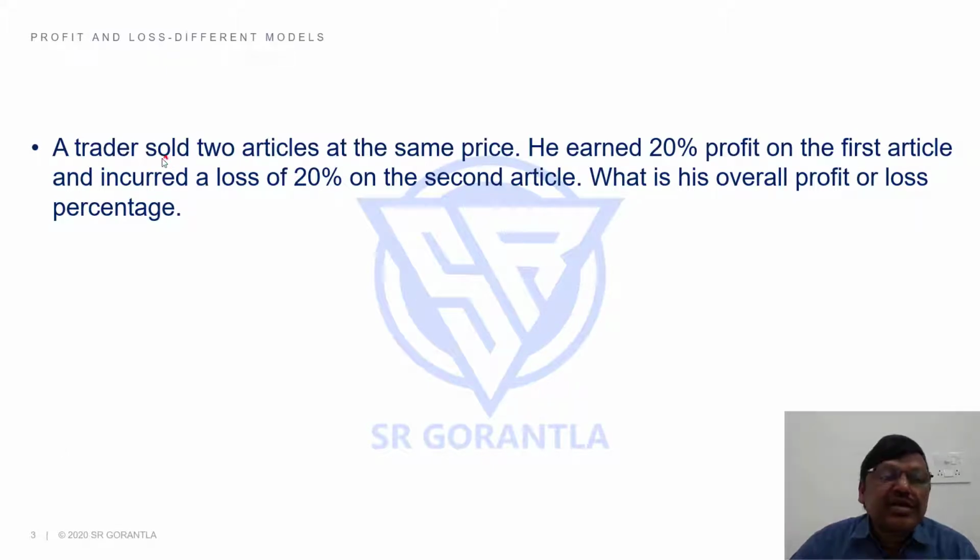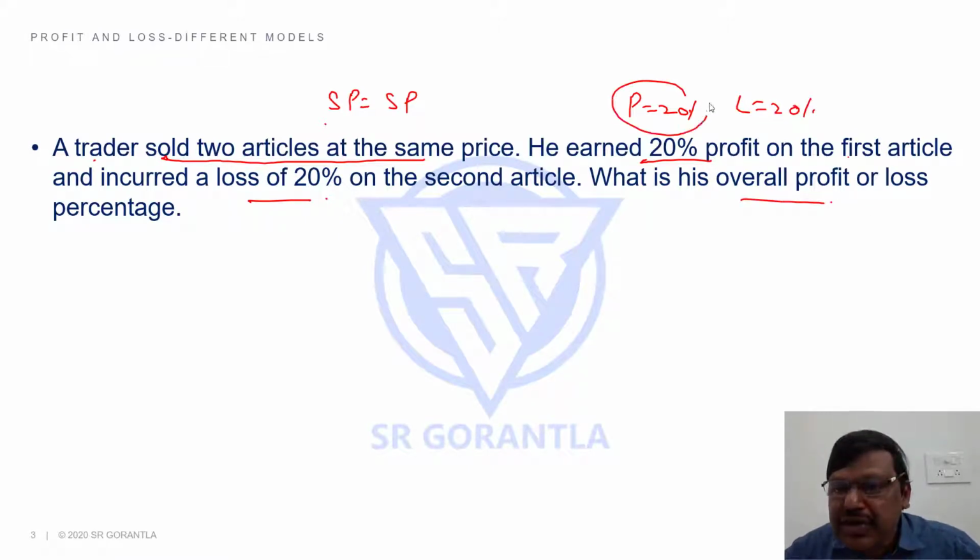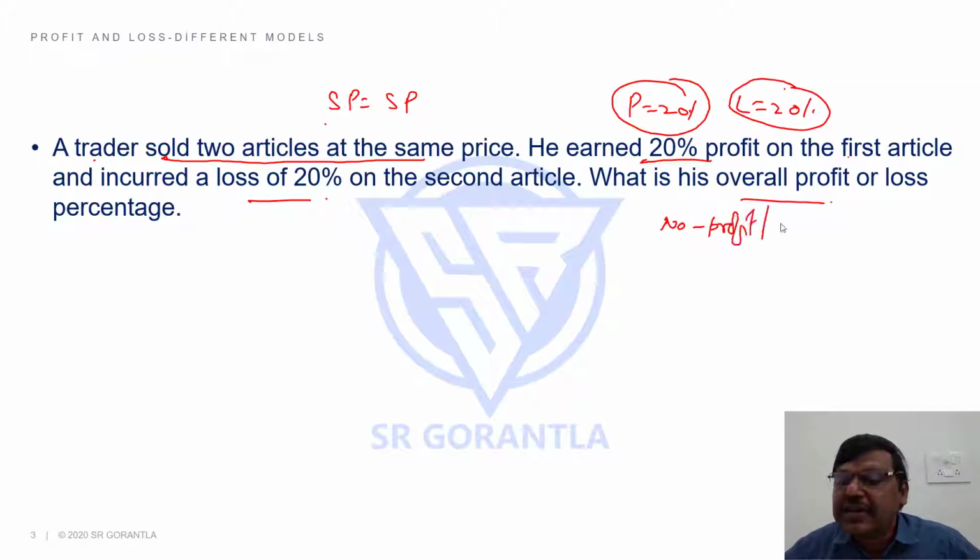Here, he sold two articles at the same price. Selling price of two articles is same. A trader sold two articles at the same price. He earned 20% on the first and incurred a loss of 20% on the second. What is his overall profit or loss? Since I earned 20% on one article, incurred loss of 20% on the second article, can I say these two are my position is no profit, no loss? Can I say that? Because profit here and loss here will be same. I'm afraid that's not the right answer.